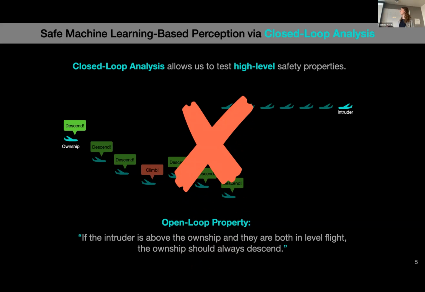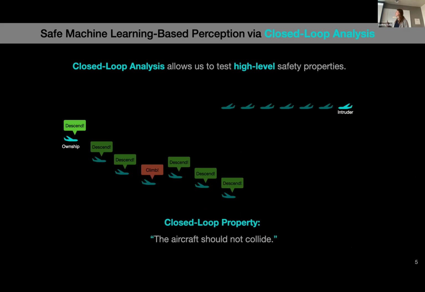And so while this might be undesirable behavior, what we might rather do in a scenario like this is just specify a closed loop property that says the aircraft should not collide. So this is much higher level. It's much easier for us to specify based on the intended safety objectives of the system. And it also better reflects those objectives. So for example, in a scenario like this, we could actually check against this closed loop property and still conclude that our system is behaving safely.